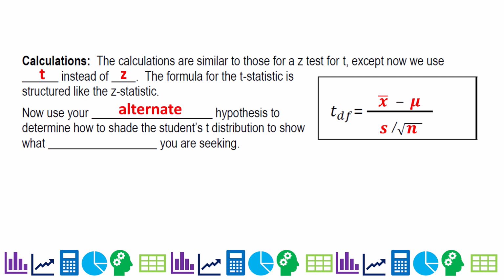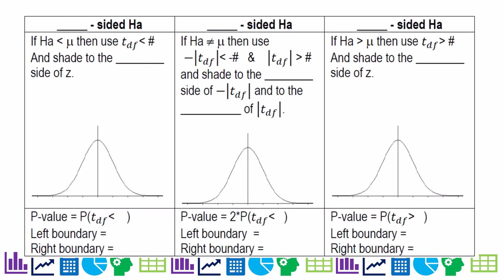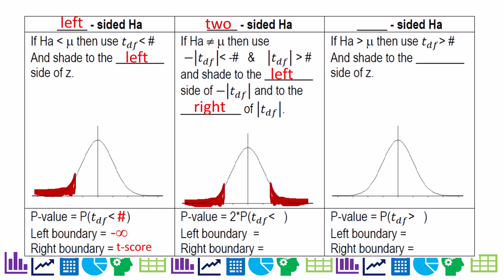Now you're going to use your alternate hypothesis to determine how to shade the student's t-distribution to show what probability you're seeking. So there are 3 forms. You've got the left-sided, which is left, and you've got your p-value there. There's your number from minus infinity to your t-score. There's a 2-sided where you're doing both left and right. And so you can just do the left side and double it, okay? And then there's the right-sided alternate, and you shade to the right. And the left boundary here is the t-score.